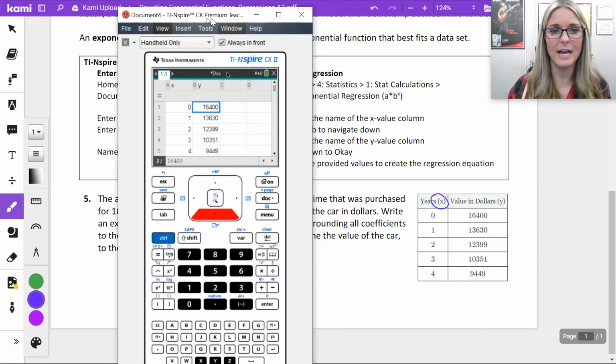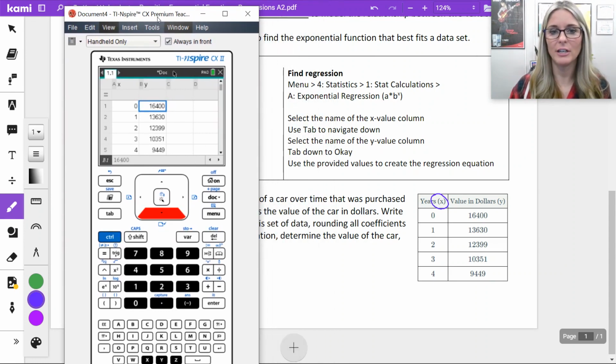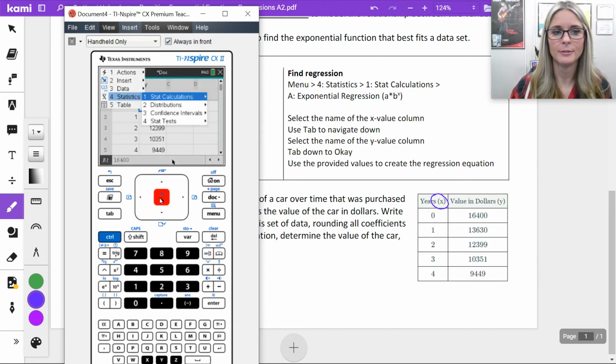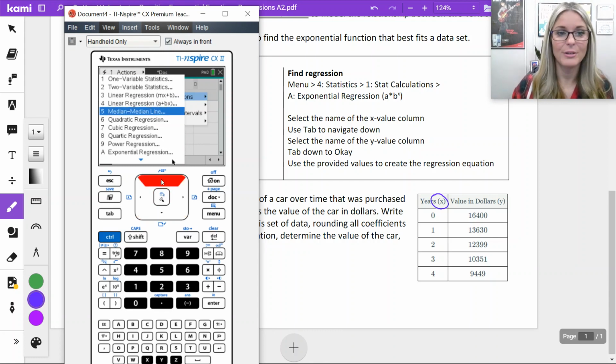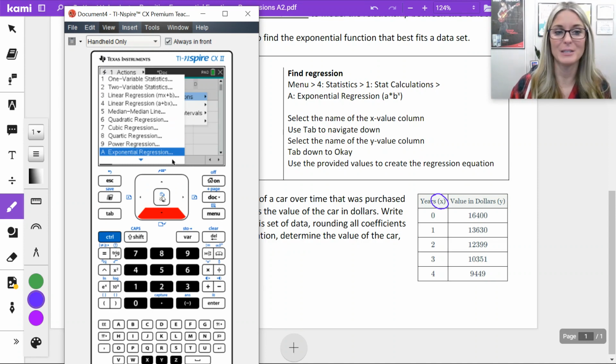All right, after that, let's slide over and see. To find our regression, we're going to go to Menu, Statistics, Stat Calculations, and we want to look for exponential regression. We have done linear regression, we've done quadratic, and now we're in exponential land.